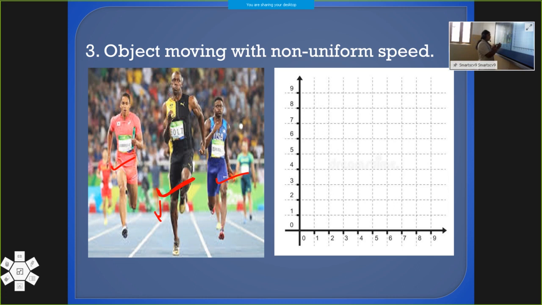As time moves, they will move faster. That means they cover unequal distances. It will not be uniform. They cover unequal distances in equal intervals of time. So the motion of the athletes moving through the track will not be uniform. It is a non-uniform motion. Why? Because unequal distances are travelled in equal intervals of time.